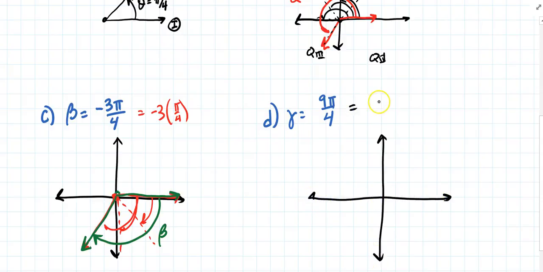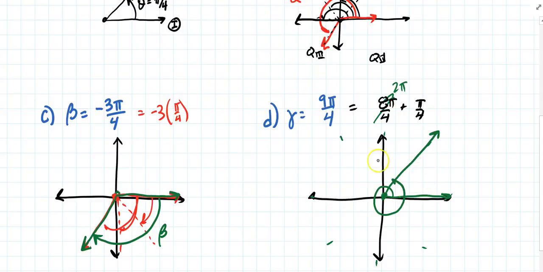9 pi over 4 is the same thing as 8 pi over 4 plus one more pi over 4, right? So 8 pi over 4 plus 1 pi over 4 gives me 9 pi over 4, just adding fractions. If I think about this, 8 pi over 4 is worth 2 pi. That's a full revolution all the way around. And pi over 4 is just one more half quadrant after that. So you can either count if you want and go 1, 2, 3, 4, 5, 6, 7, 8, back to 9. Or you just realize that you're going to go all the way around and then back up another half of the first quadrant.